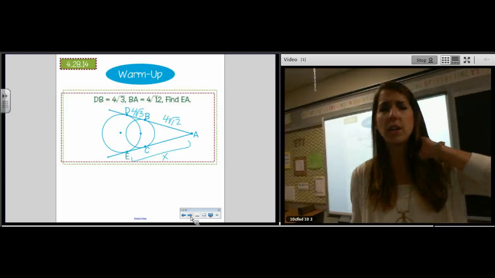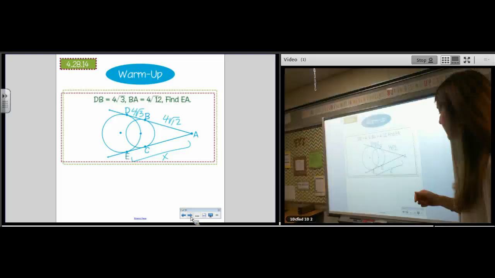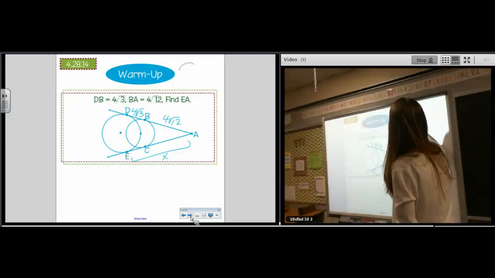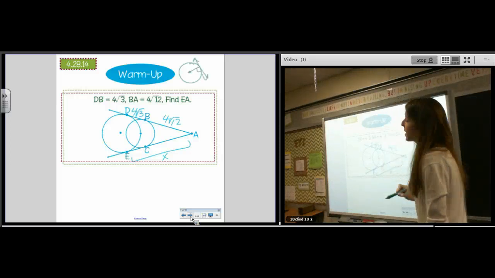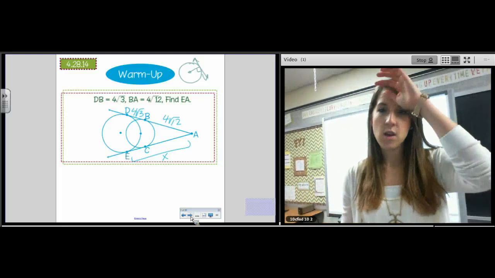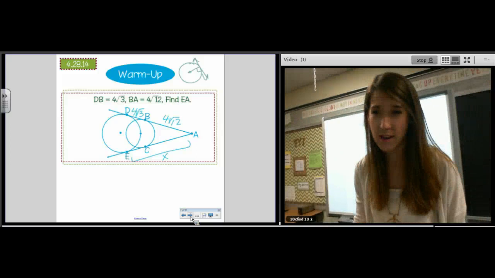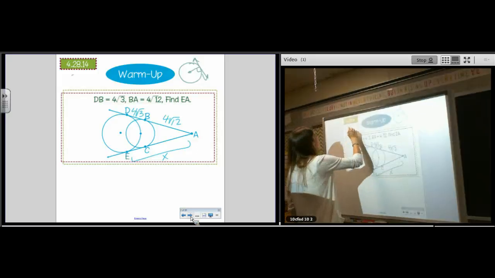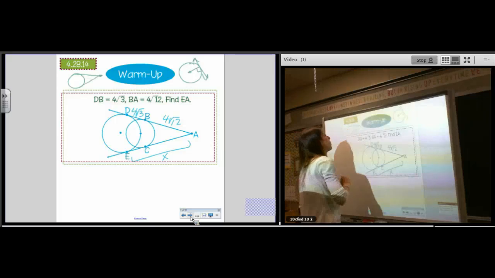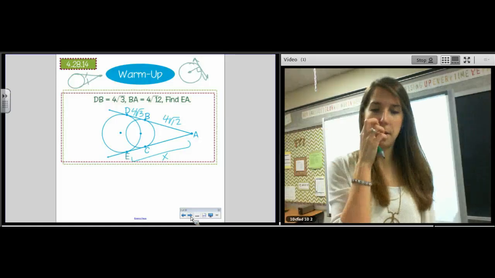So we learned 3 theorems on Friday. We learned the fact that when a radius meets a tangent line, you get a right angle. When a radius meets a tangent line, you get a right angle. I call this next one the ice cream cone theorem. We learned that when 2 tangents come from the same exterior point, they are the same length. Kind of looks like an ice cream cone, that's why I call it that.